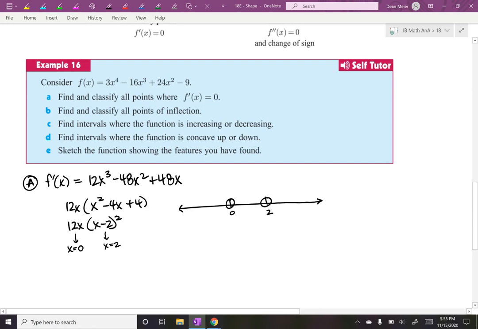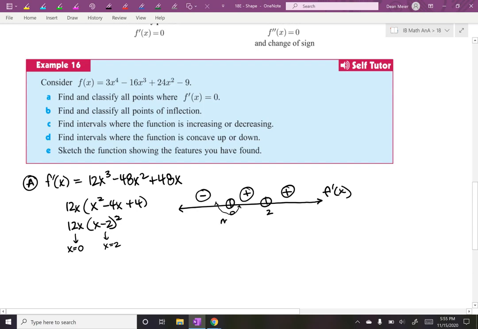And now if I plug in something to the left of 0 like a negative, this is always going to be positive because it's squared. So the first part is the only part I care about. So if I plug in a negative, I get a negative. If I plug in something between 0 and 2 like 1, I get a positive. And I pick something to the right, I get a positive. Now remember, this is the first derivative. So according to the first derivative, we have right here, the graph is decreasing and then increasing.